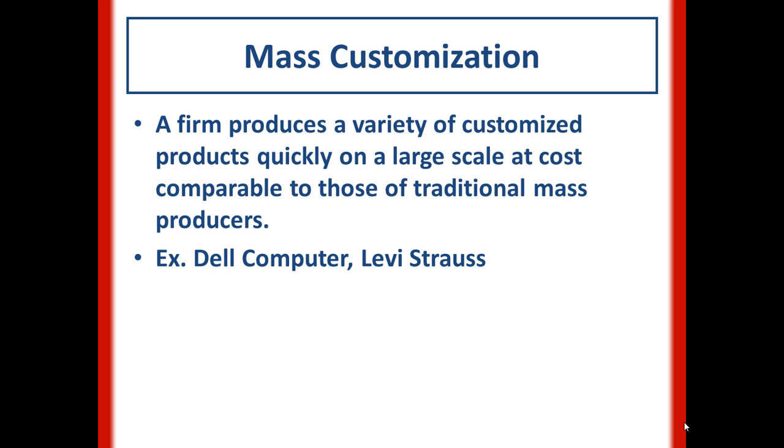Mass customization is a situation when a firm produces a variety of customized products quickly on a large scale at costs comparable to those of a traditional mass producer. Examples of mass customization are Dell Computer and Levi Strauss. Dell or Levi Strauss allow customers to go online and customize the options that they like in order to finalize the product they need.